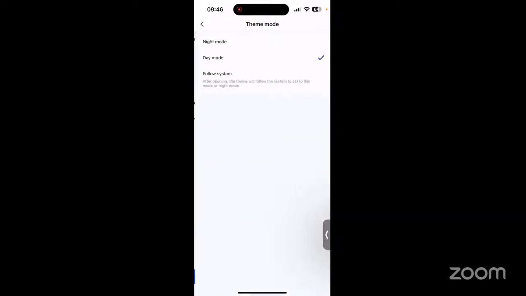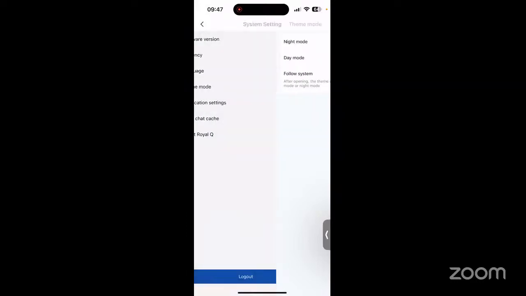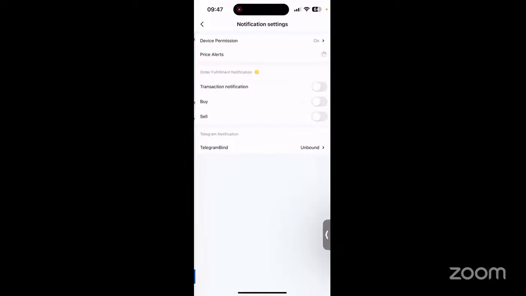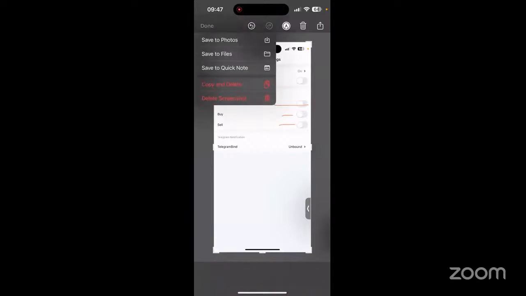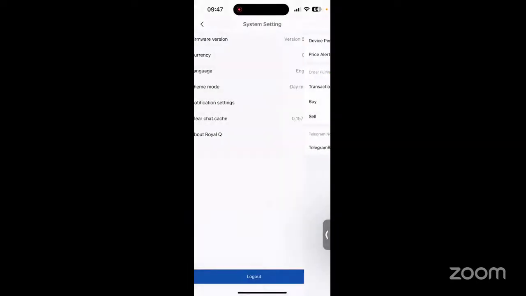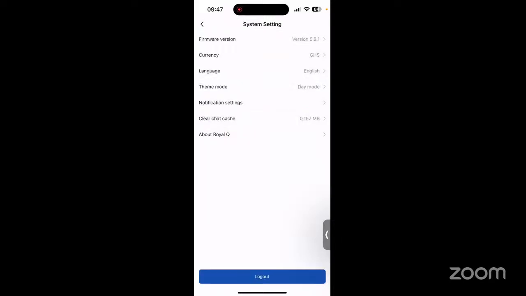I know people will complain, I can't see your screen, my leader, what's happening? So I always put it on day mode when I'm presenting. Then notification settings. If you don't turn on all these buttons, the robot will be selling and buying, and you will not get notification. So make sure they are all on, or however you want to use it. If you know you don't have space on your device, be clearing. But I have space, so I'll leave it.